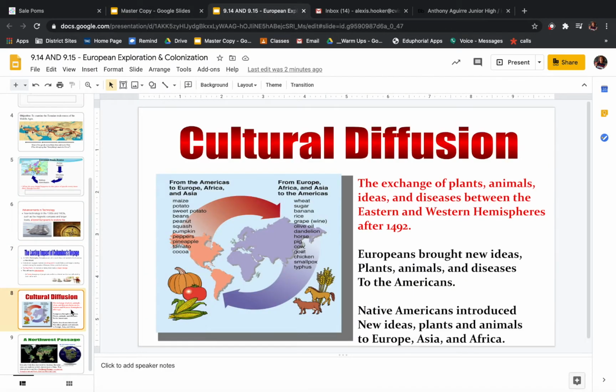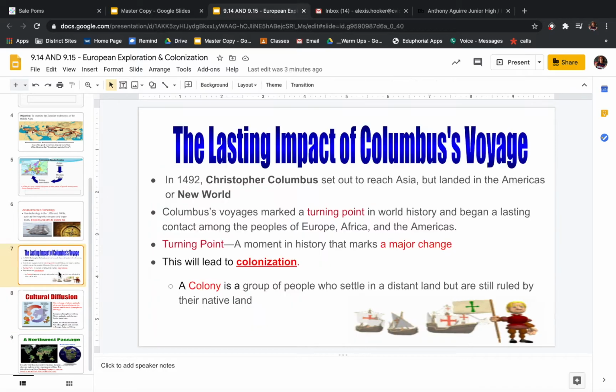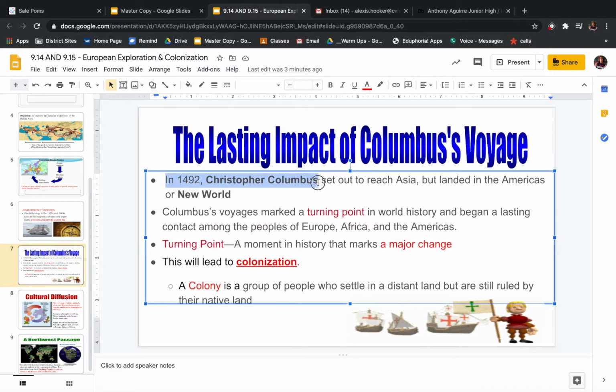Next, this slide talks about cultural diffusion. Cultural diffusion itself is red, and I see red words. That means I need to pay attention to them, right? So, cultural diffusion, the exchange of plants, animals, ideas, and diseases between the Eastern and Western hemispheres after 1492. After 1492, why is that so important? Well, if you go to the previous slide, in 1492, Christopher Columbus set out to reach Asia.